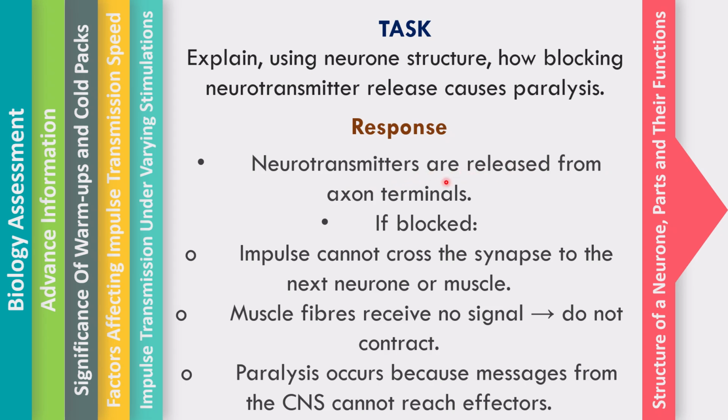Neurotransmitters are released from axon terminals. If blocked, impulses cannot cross the synapse to the next neuron or muscle. Muscle fibers receive no signal, therefore do not contract. Paralysis occurs because messages from the central nervous system cannot reach effectors, which are the muscles.